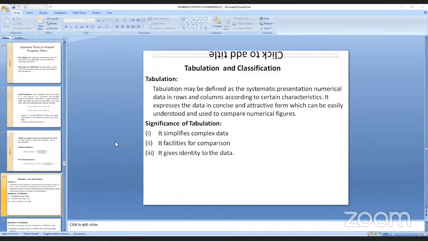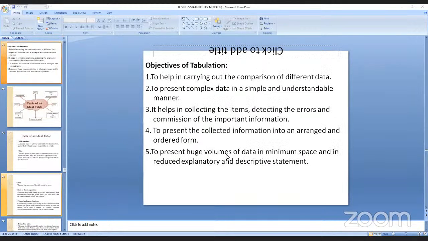Okay. And it is also very easy to understand. It is very attractive for understanding whatever numerical values are present in the table. And the significance is that even very complex data becomes easy, and it facilitates comparison. We can make the comparison with the table. Means if the X value is this much, what is the value of Y. Okay. It gives an identity to the data. So I'll show that in the next slide. Got my point, beta?